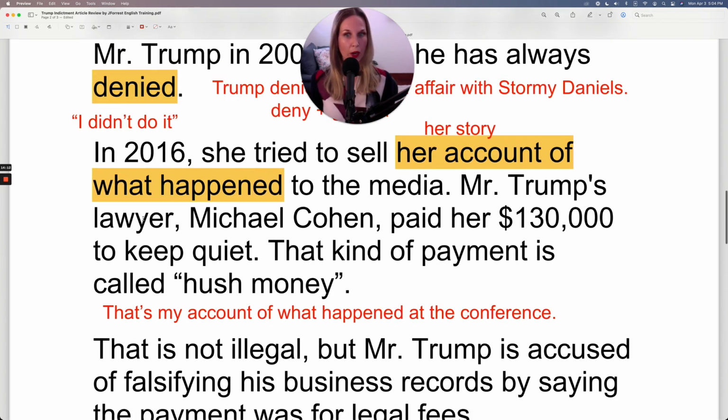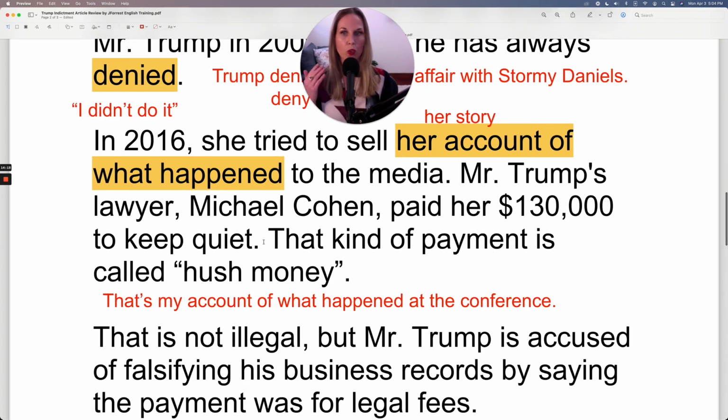Mr. Trump's lawyer, Michael Cohen, paid her $130,000 to keep quiet. So to not sell her story to the media. That kind of payment is called hush money. So they just defined what this means in a casual way. It's called hush money. Hush, you might be wondering, what does hush mean? Hush is another way of saying quiet.